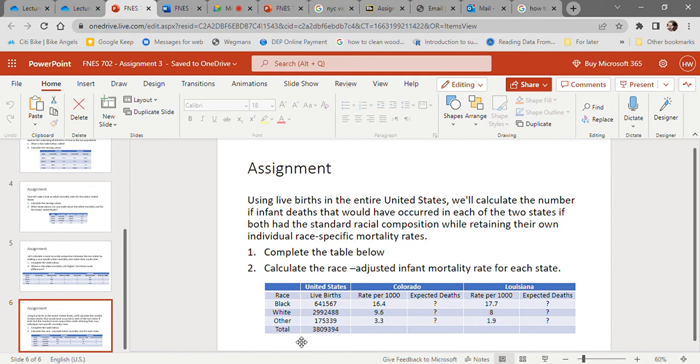Does anybody remember what the formula was here? How would we calculate expected deaths? It's going to be the very last slide of the lecture too. So the lecture slides and the assignment slides are going to go hand in hand. Anybody want to take a stab at it?